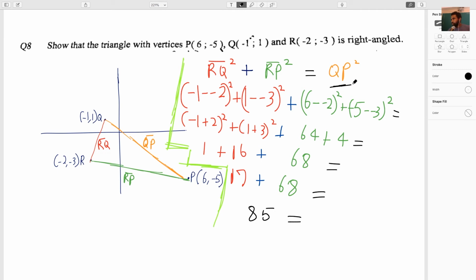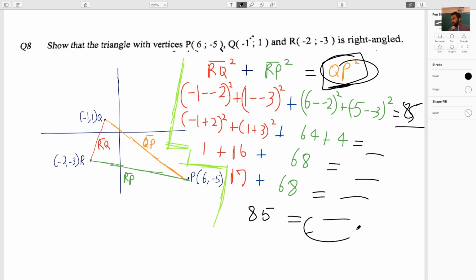So what you're going to do now is do the same thing with QP. You do the same thing with QP, and it should simplify at the end to 85. And if it simplifies, then you are good. Okay, so I leave the rest to you for homework.